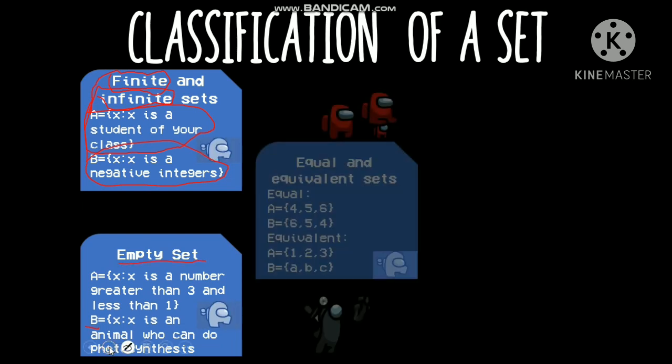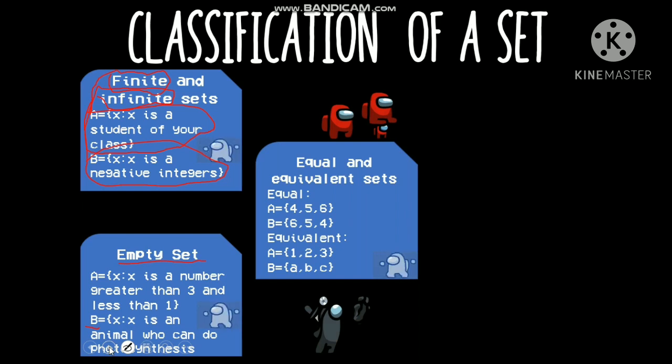Okay, the third is equal and equivalent set. Let's see that every element of set A and set B is the same, right? So we can write it as A equals B.